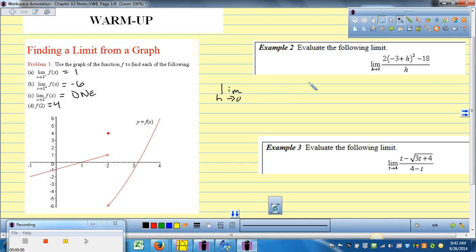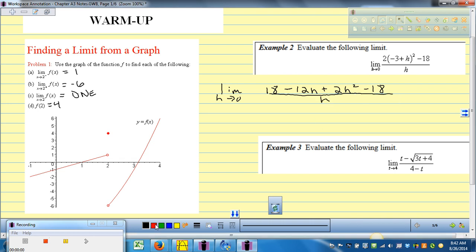And when I FOIL this and multiply it out, what do I get? 18. Help me with the rest. 18, minus 12h, plus 2h squared, and then minus 18, all over h.